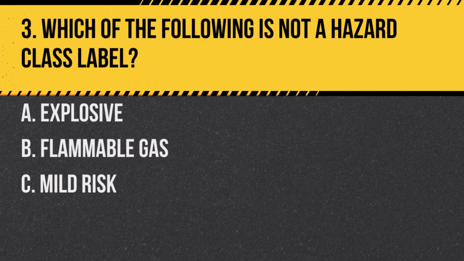Question 3. Which of the following is not a hazard class label? A. Explosive. B. Flammable gas. C. Mild risk. Answer: C. Mild risk. There is no hazard class labeled as mild risk.